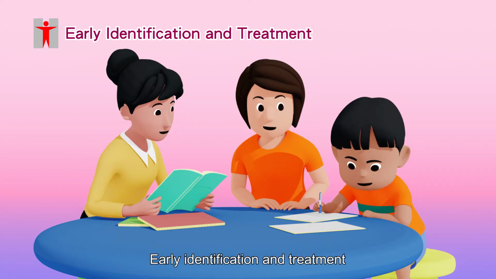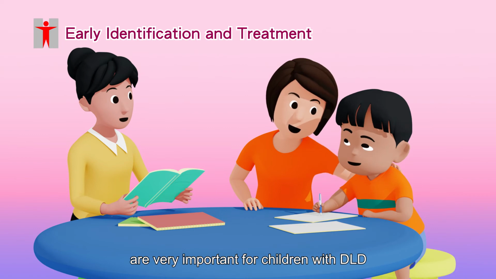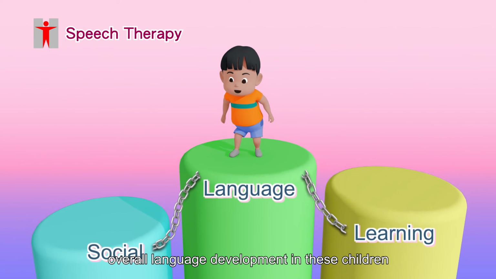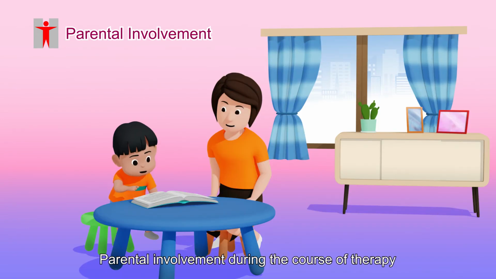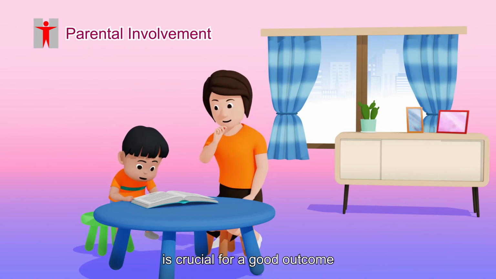Early identification and treatment are very important for children with DLD. Speech therapy can facilitate overall language development in these children, enhance their social communication skills, and allow them to access academic content. Parental involvement during the course of therapy is crucial for a good outcome.